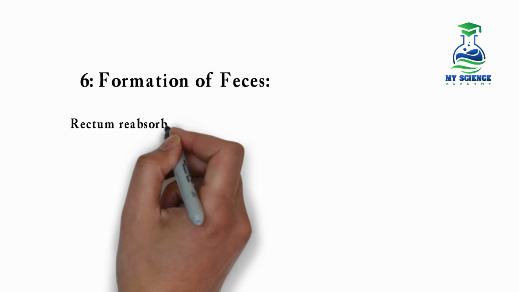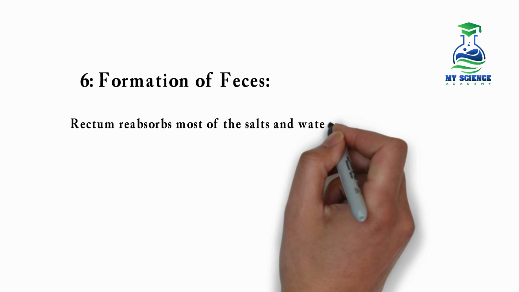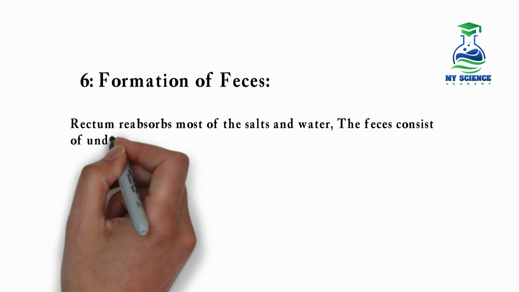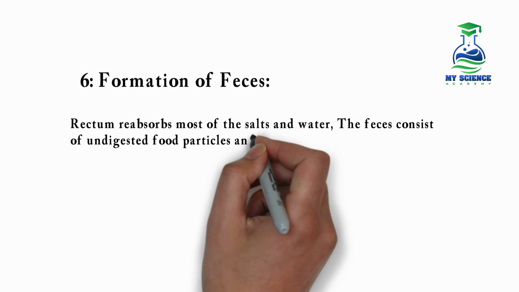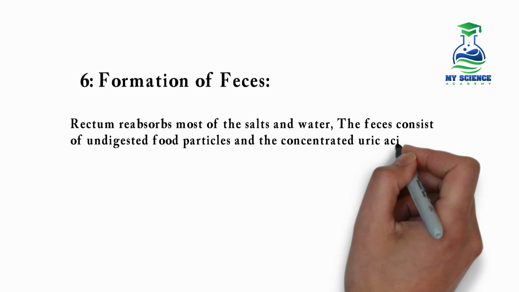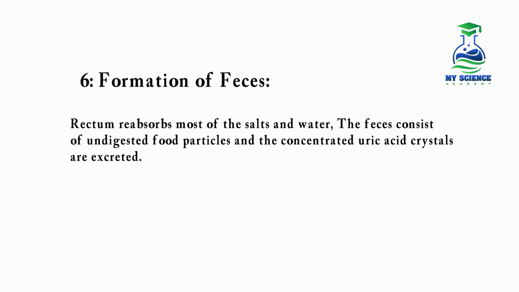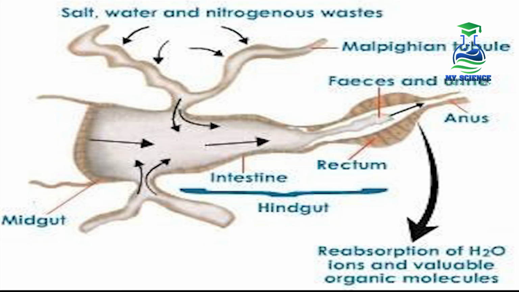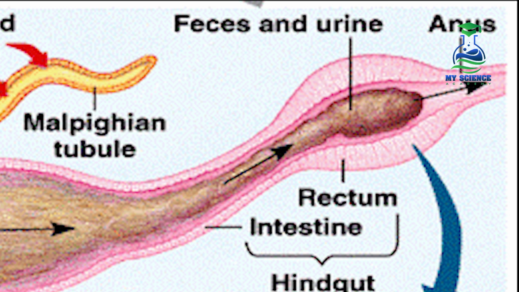Number 6. Formation of feces. Rectum reabsorbs most of the salts and water. The feces consist of undigested food particles and the concentrated uric acid crystals are excreted. Here in this diagram you can see that in the rectum reabsorption of water, ions and soluble organic molecules takes place, and finally the uric acid crystals along with the undigested food particles are excreted from the anus.